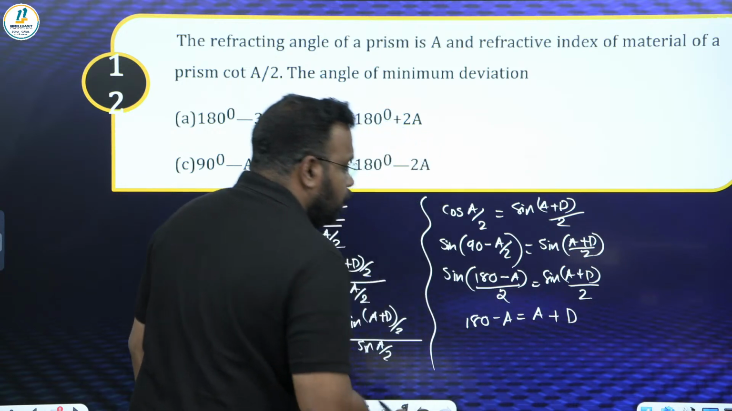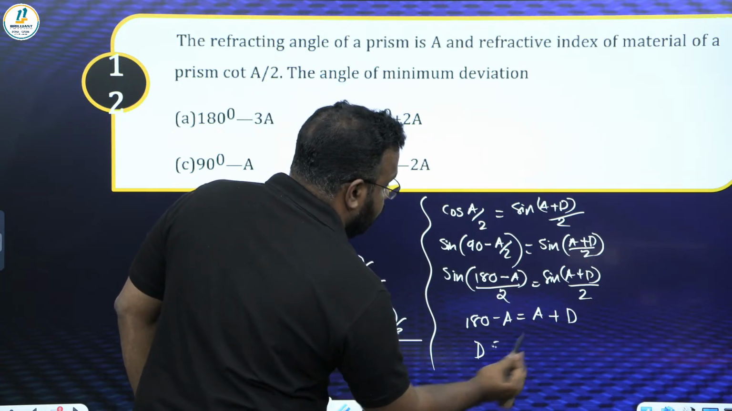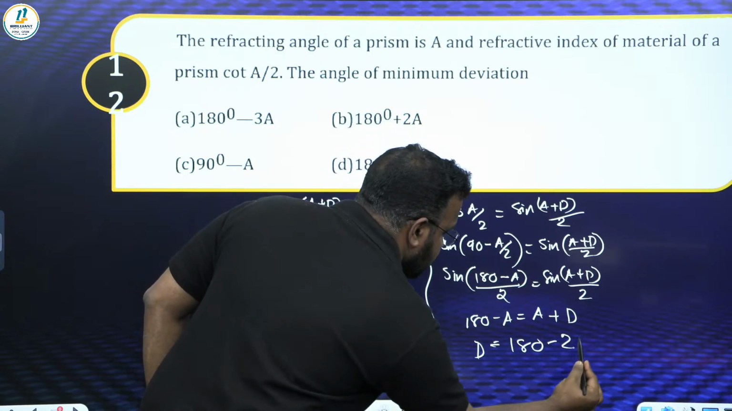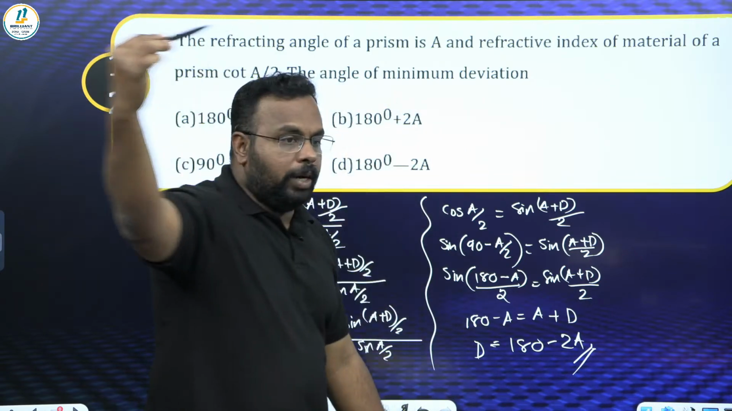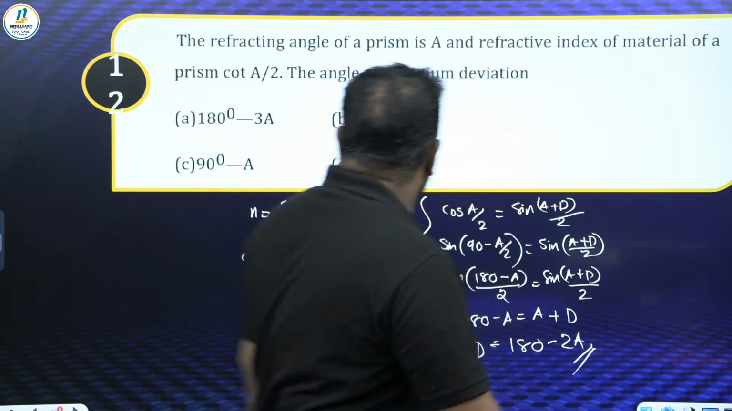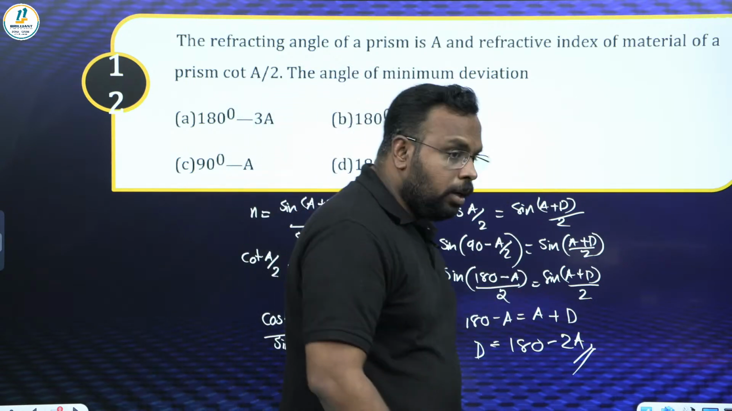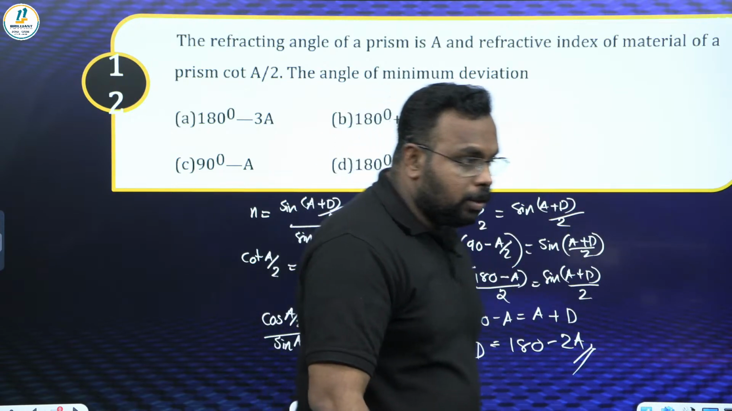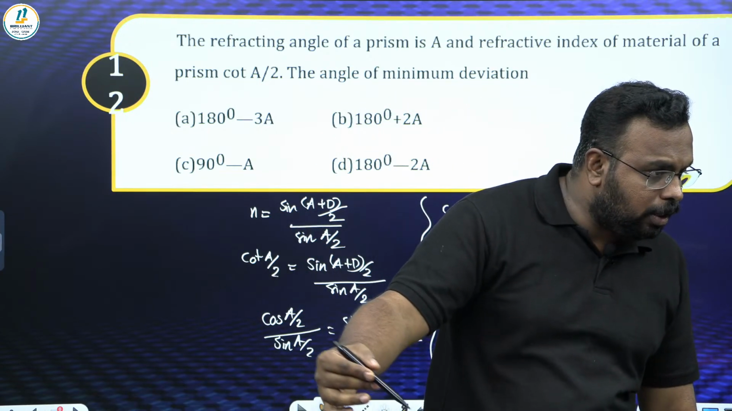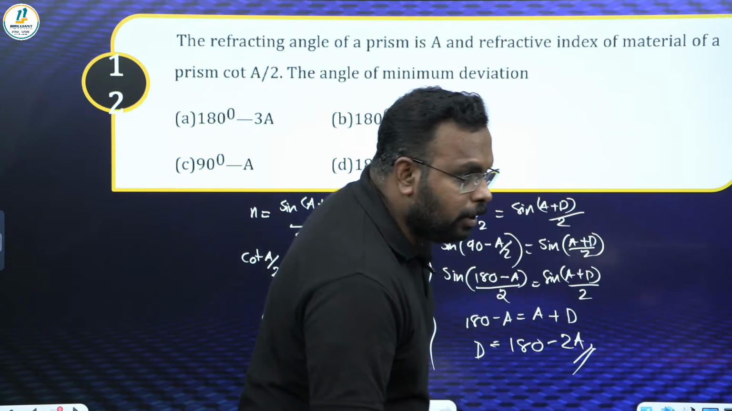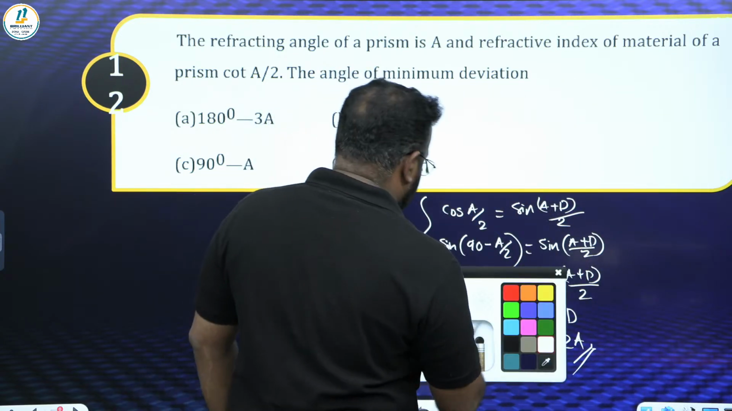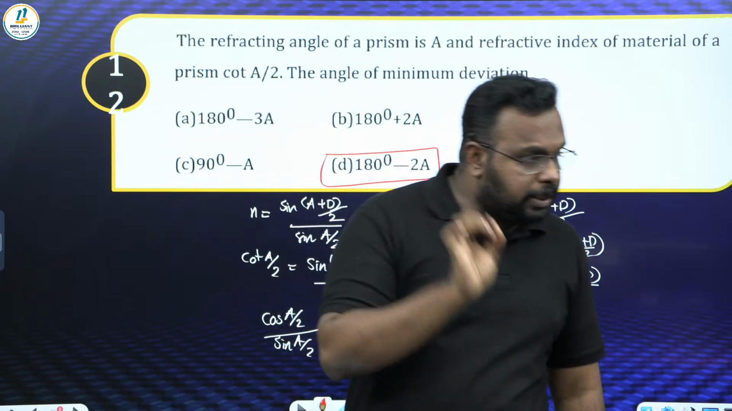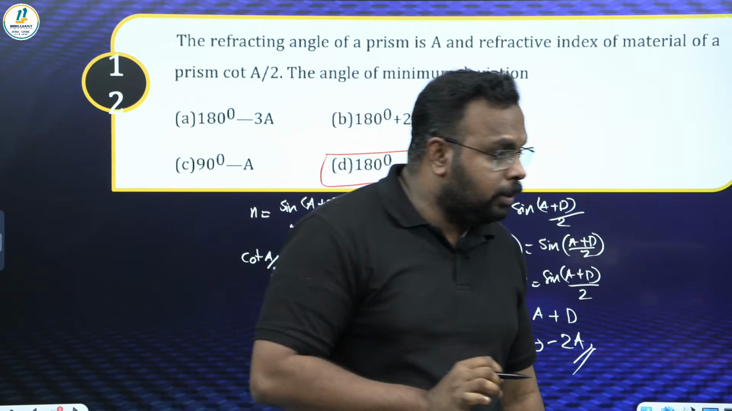They are asking what is the value of D, so that A will also come to this side. The answer will be 180 minus 2A. 180 minus 2A will be the answer, isn't it? How are you people getting A? Some are getting A. Please note, it is D, right? Yes, it is D. It is not A. 180 minus 2A. Those who made the mistake, please check where you made the mistake and correct it.